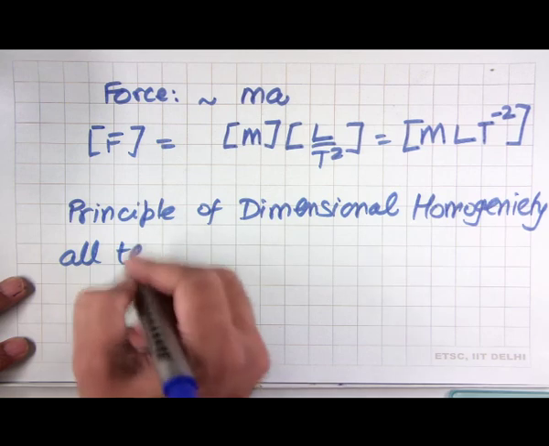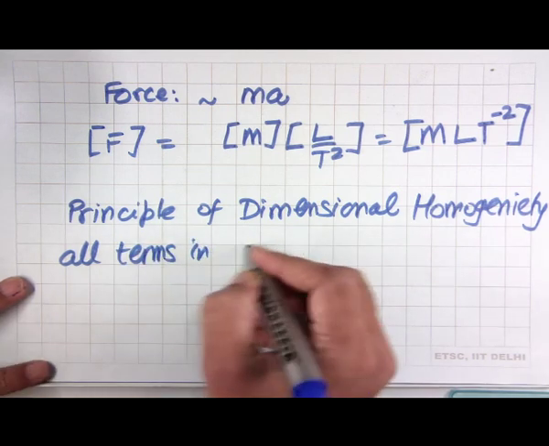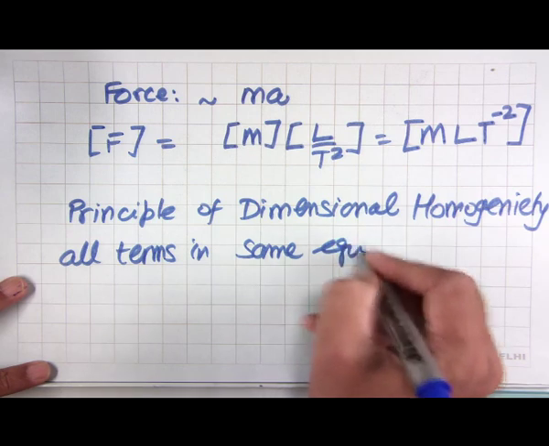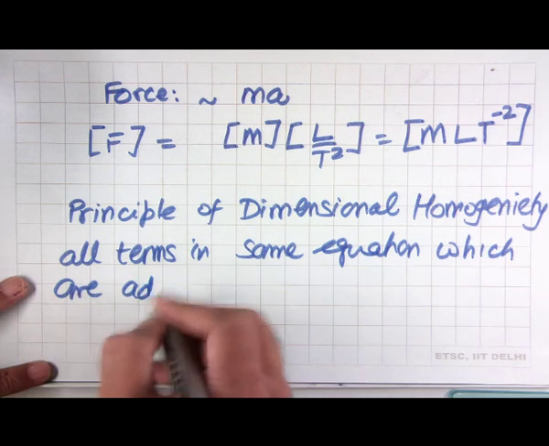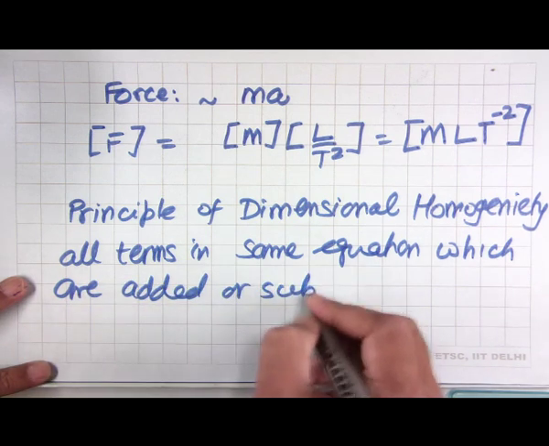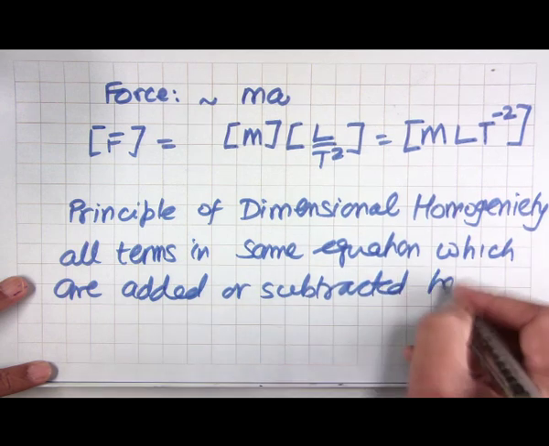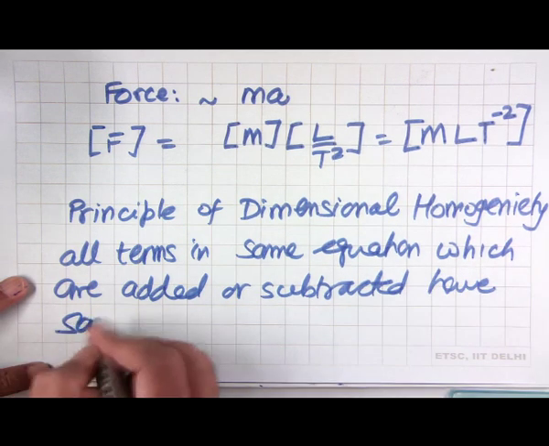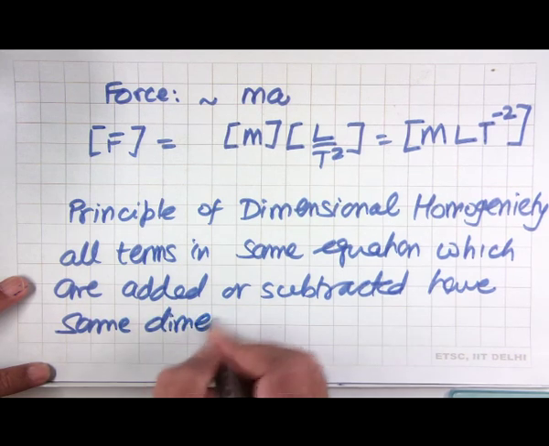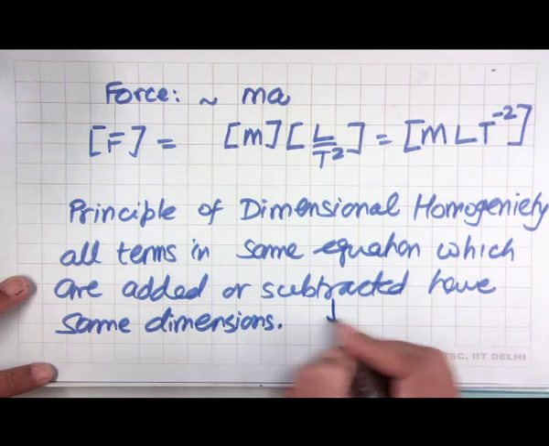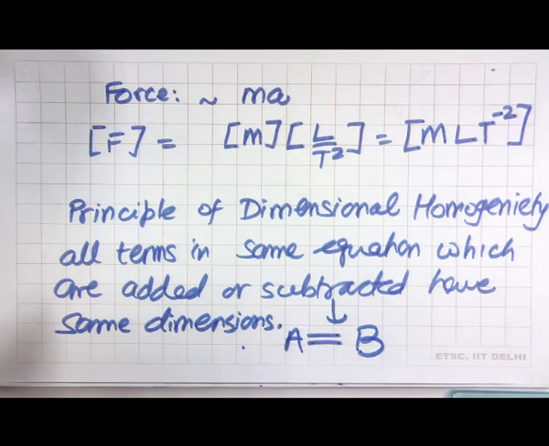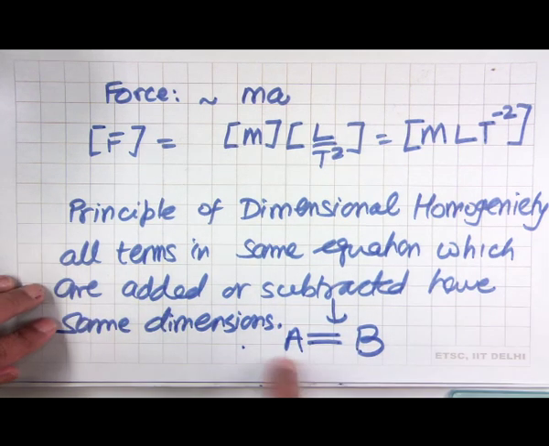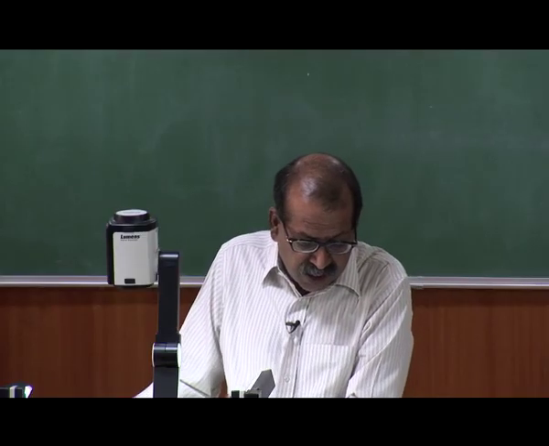All terms in the same equation which are added or subtracted have the same dimensions. And when I say added or subtracted, this also leads to things like A is equal to B, because this can be seen as A minus B is equal to 0. So, therefore, both A and B have to have same dimensions in an equation.